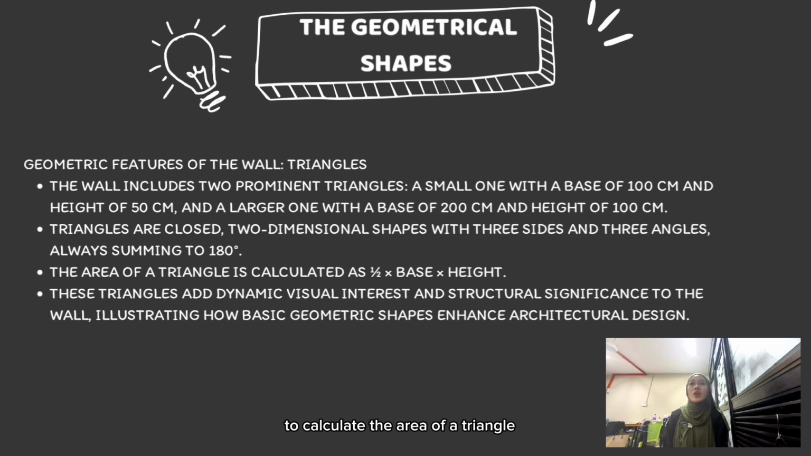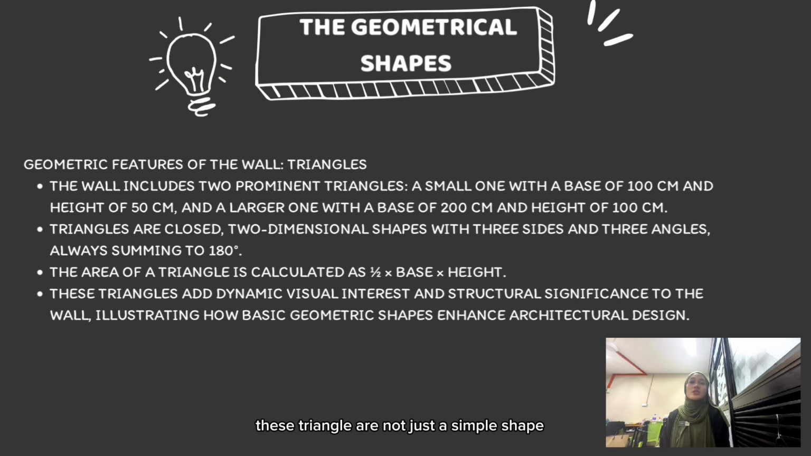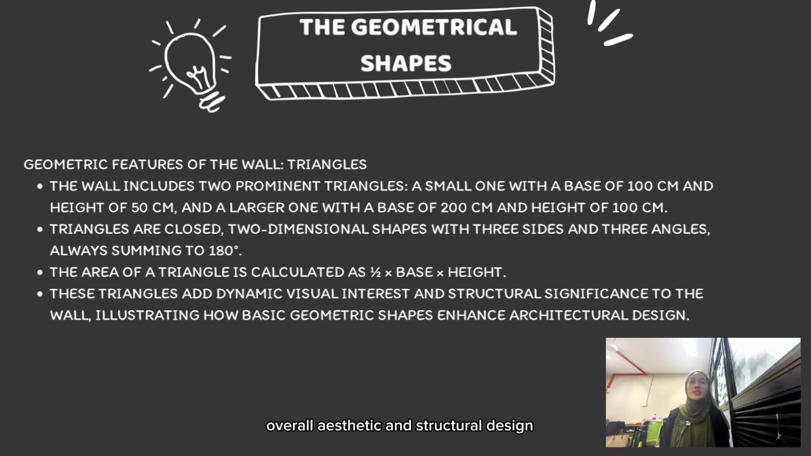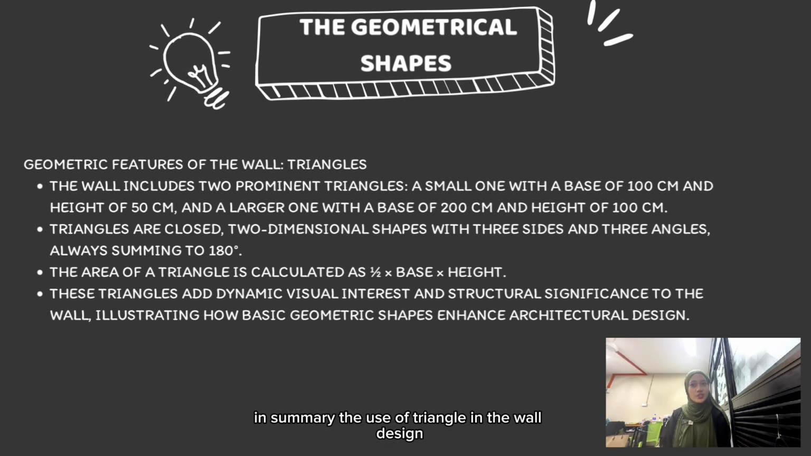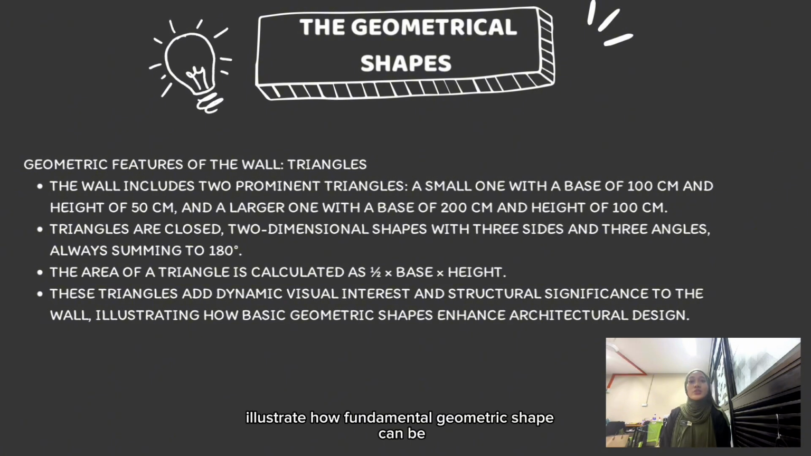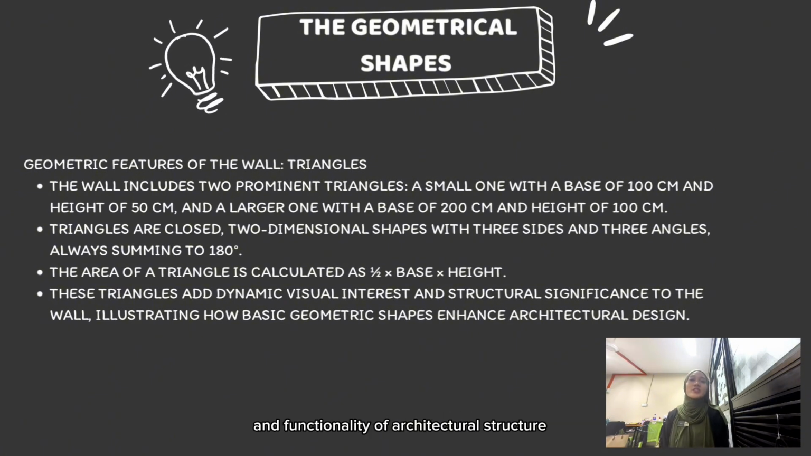To calculate the area of a triangle, we use the formula 1/2 times the base multiplied by the height. These triangles are not just a simple shape, they contribute significantly to the wall's overall aesthetic and structural design. By incorporating this basic geometric form, the wall gains dynamic visual interest and architectural strength. In summary, the use of triangles in the wall design beautifully illustrates how fundamental geometric shapes can enhance both the appearance and functionality of architectural structures.